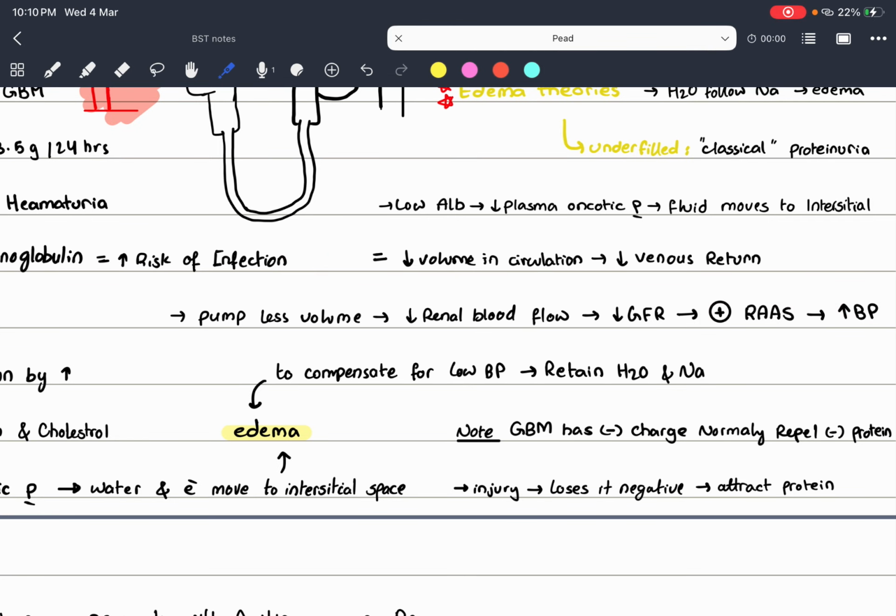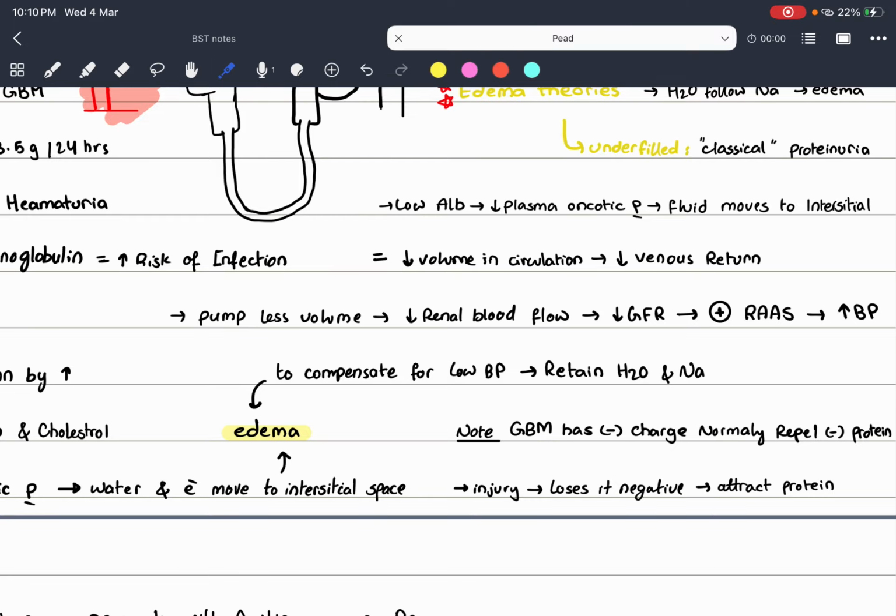And then to compensate, we'll have high blood pressure instead. And also what RAS does is compensate for low blood pressure. How does it increase the blood pressure? It retains water and sodium. It's actually retaining sodium, but water always follows sodium, so we will end up with edema.